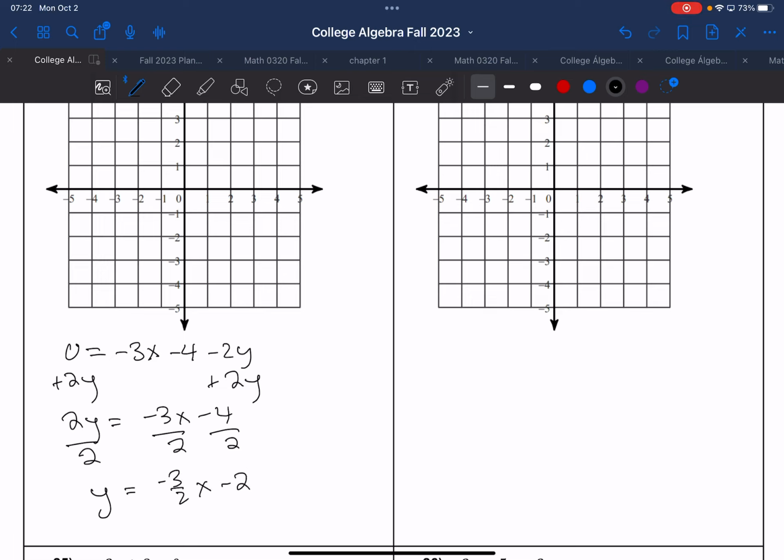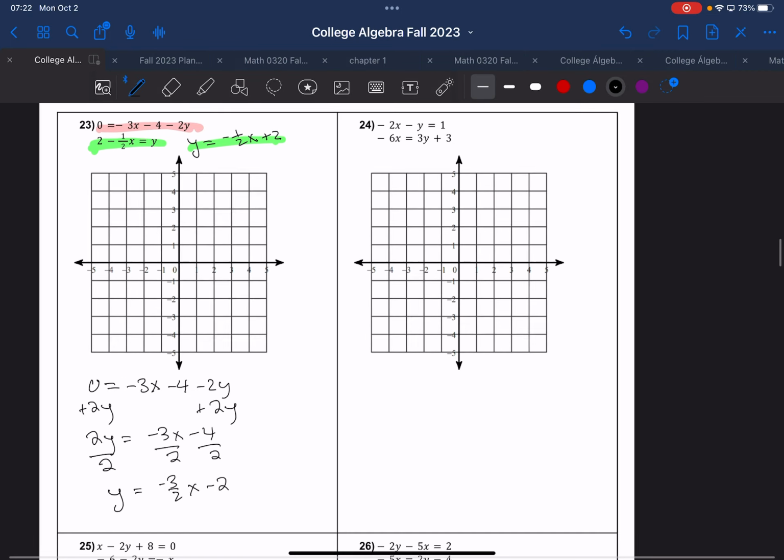Or you could have moved the 3x over, moved the 4 over, and divided everything by negative 2. Either way, you just want to get y by itself. Whichever way that works, you would do that. With this way, with moving the y's over first before dividing by that 2, we eliminated a couple steps. So that's good.